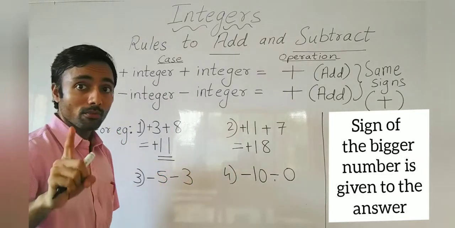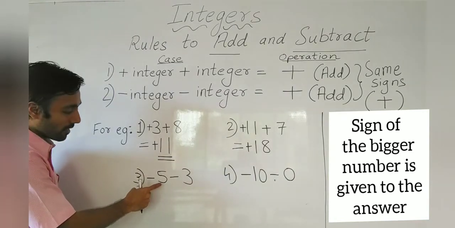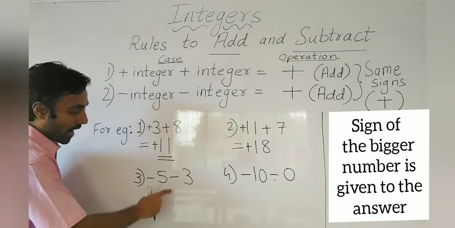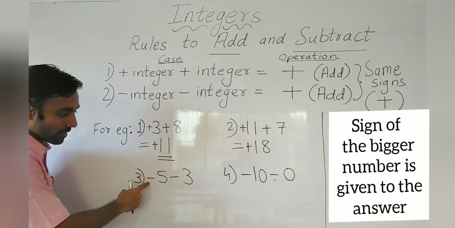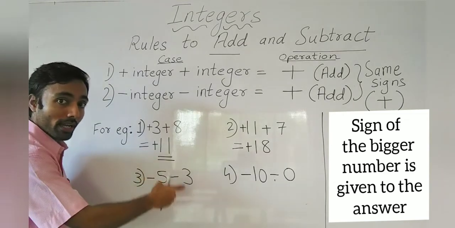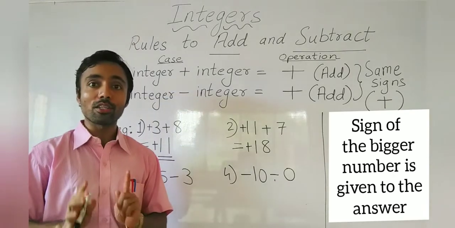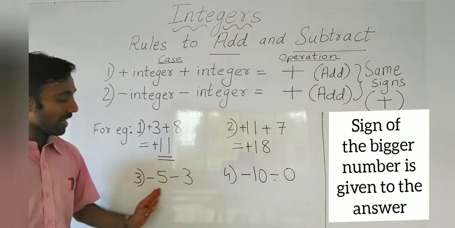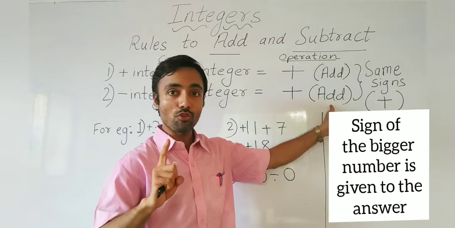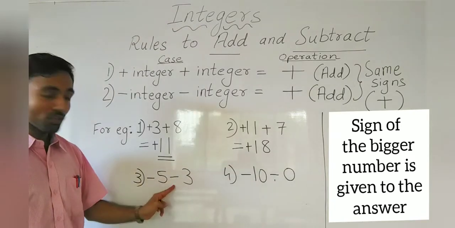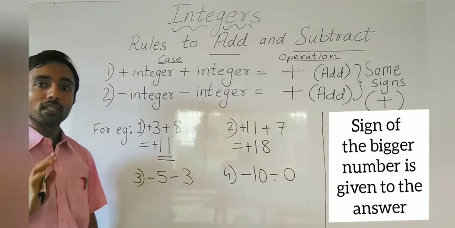Now see these two examples very carefully. Here we have minus 5, means the sign of 5 is minus. And we have minus 3, means the sign of 3 is minus. 5 की sign minus, 3 की sign minus. Both integers again having the same signs. So remember, whether it's plus or minus, if both the integers have the same signs, we add. Always remember, whether it's minus sign of both integers or plus sign of both the integers, we add if they both have the same signs.